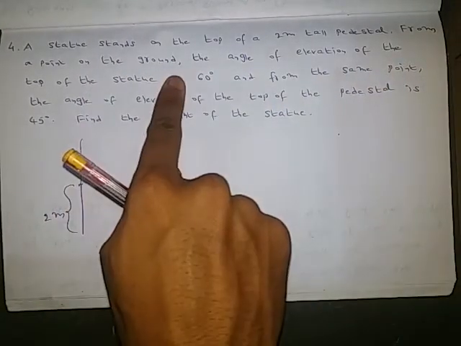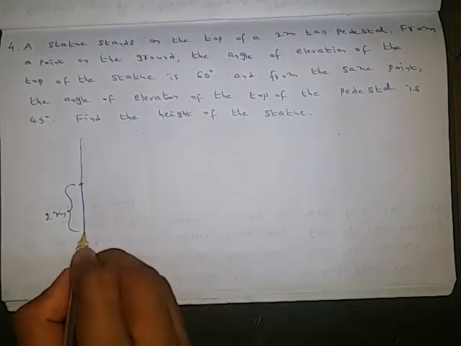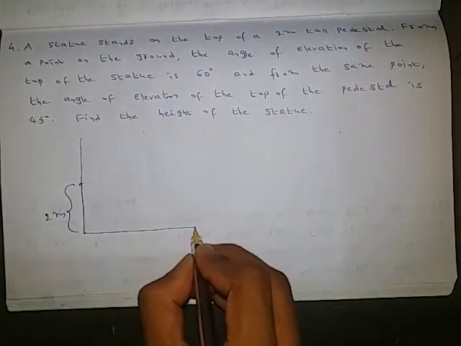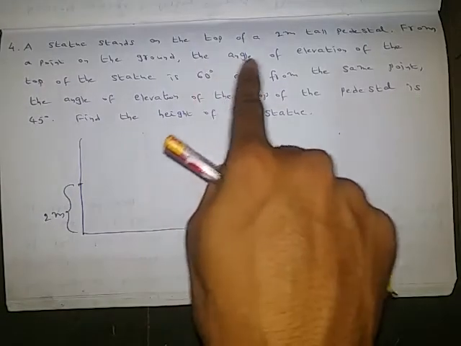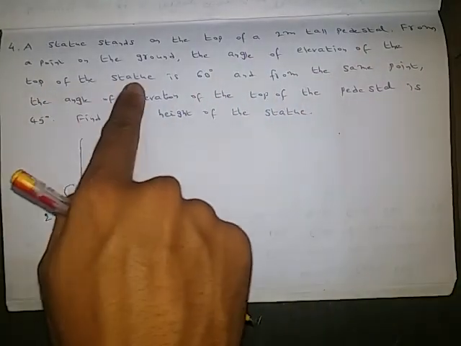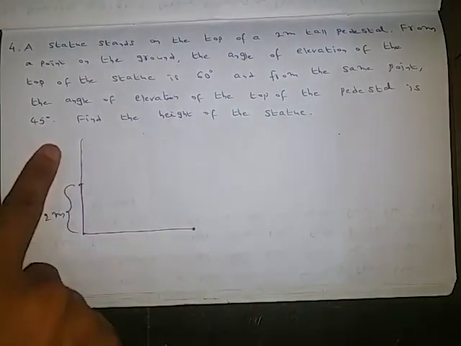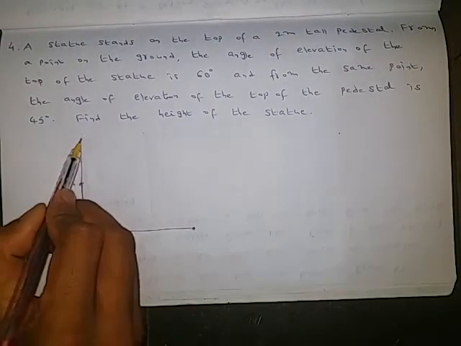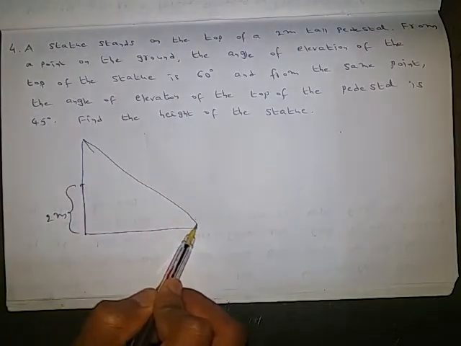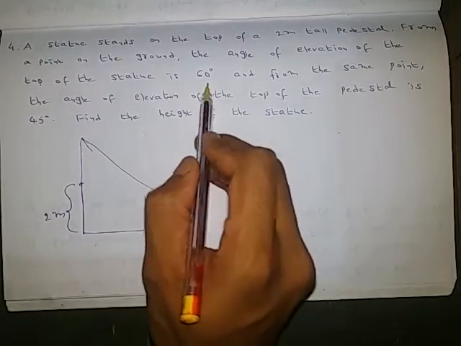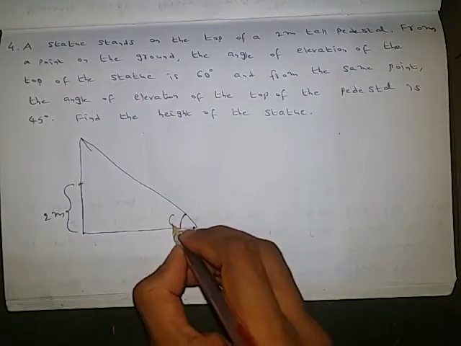From a point on the ground. So this is horizontal, nothing but the ground. Somewhere from here, from a point on the ground, the angle of elevation of the top of the statue. This is the top of the statue. So from this point he is observing the top of the statue at 60 degrees. This is 60 degrees. Next.